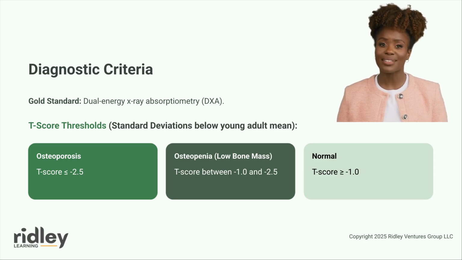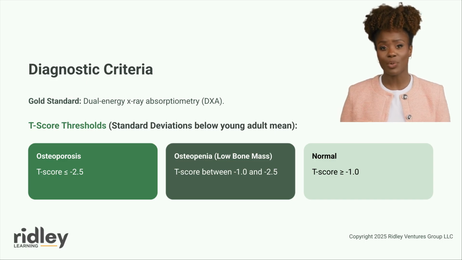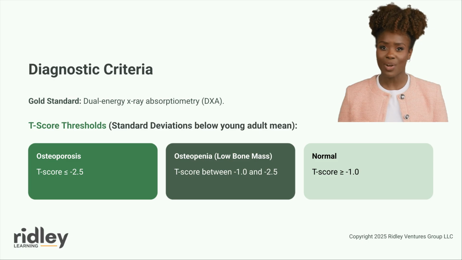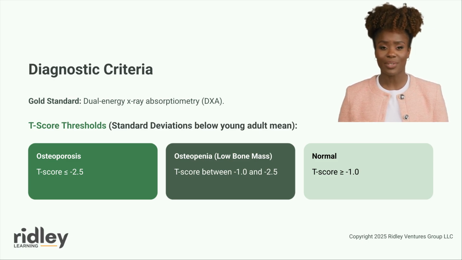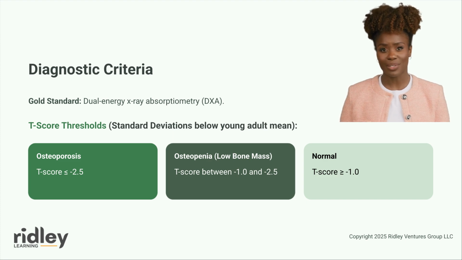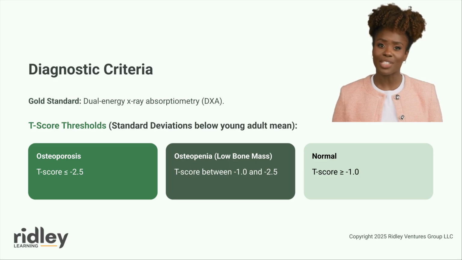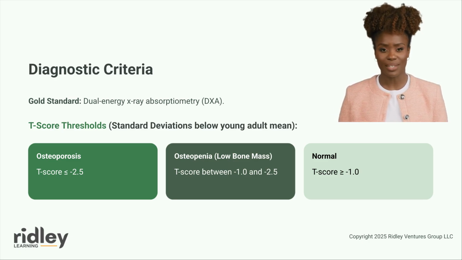Osteopenia, representing an intermediate state of reduced bone mass that confers elevated fracture risk but does not meet the threshold for osteoporosis diagnosis, is defined as a T-score between negative 1.0 and negative 2.5. Normal bone density is indicated by a T-score of negative 1.0 or higher. These diagnostic categories provide a framework for risk stratification and treatment decision-making.